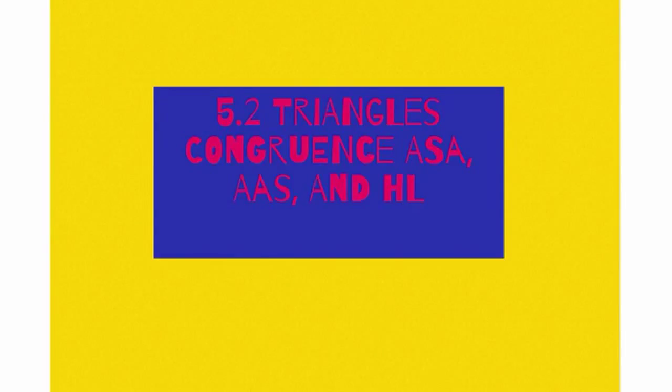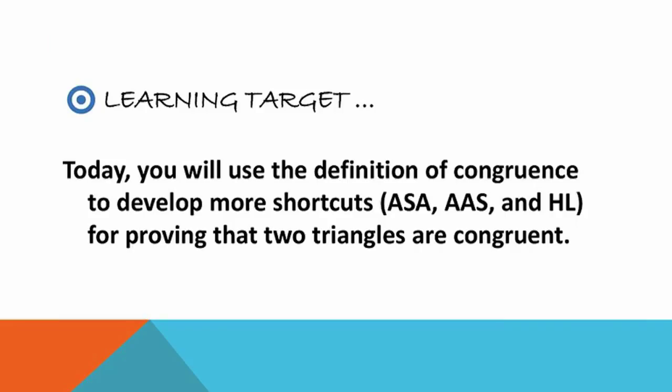Hey guys, today we are going to be going over 5.2 triangle congruence: angle, side, angle, angle, angle, side, and hypotenuse leg. Today you will use the definition of congruence to develop more shortcuts, angle, side, angle, angle, angle, side, and hypotenuse leg for proving that two triangles are congruent.